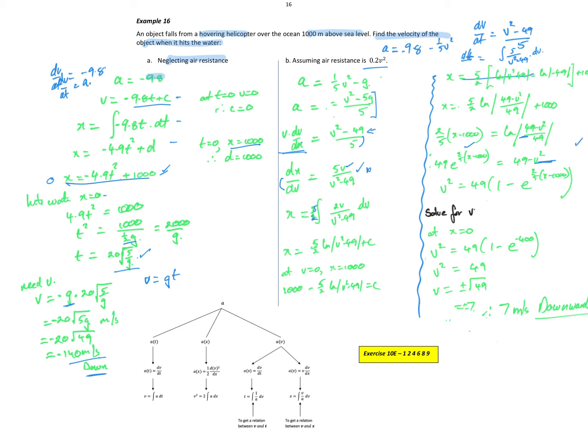Log, same base, subtraction, I divide. So I can bring the 49 in underneath the log, the 5 on 2 at the front, because they were both being multiplied by that, plus 1,000. So there's the rule for x.